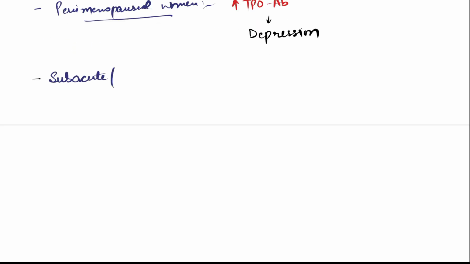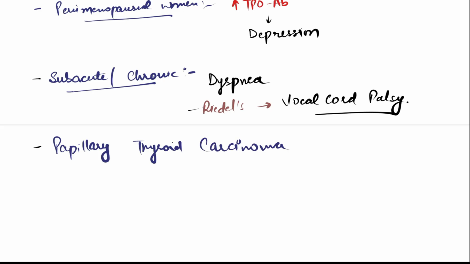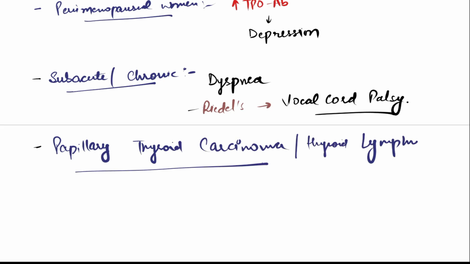Subacute or chronic thyroiditis may be complicated by the effect of pressure on the neck structures, for example dyspnea. And in case of Riedel thyroiditis, there may be a chance of vocal cord palsy. Ultimately, papillary thyroid carcinoma or thyroid lymphoma, rarely associated with chronic thyroiditis, must be considered in the diagnosis of uneven painless enlargement that continues despite treatment. Such patients require FNA biopsy.